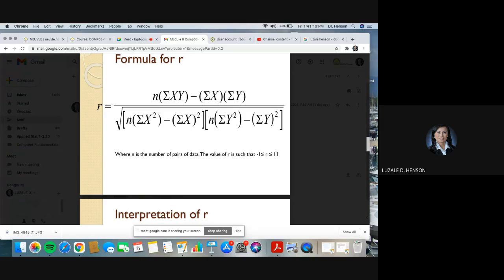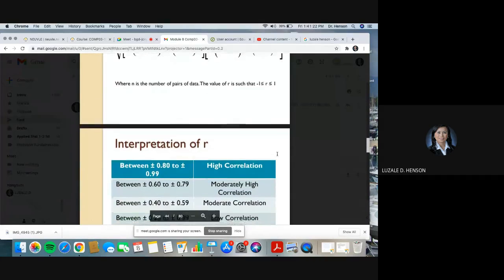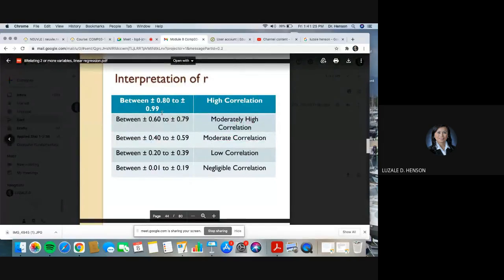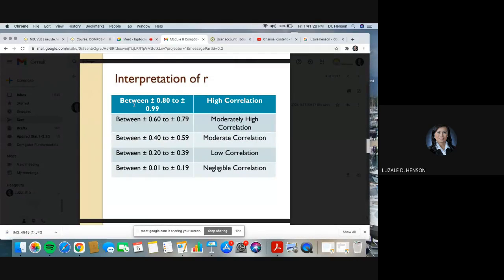Now, how do we interpret the value of the r? So since you obtain values from -1 to +1, if you have between positive or negative 0.8 to positive or negative 0.99, that's high correlation. And if you have positive or negative 0.6 to 0.79, moderately high. From 0.4 to 0.59, either positive or negative, you have moderate correlation. And then these values here, low correlation. Finally, when you get this, you have a negligible correlation.